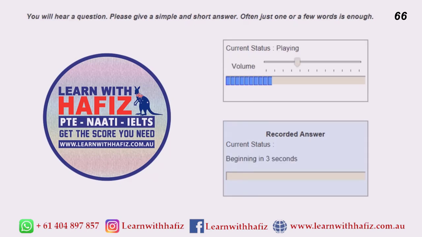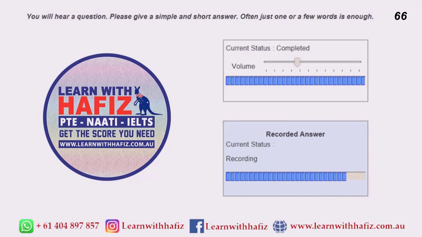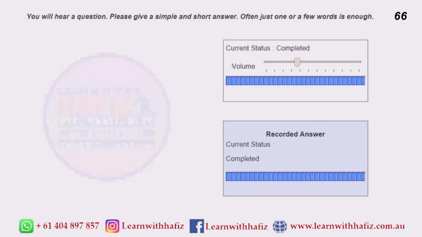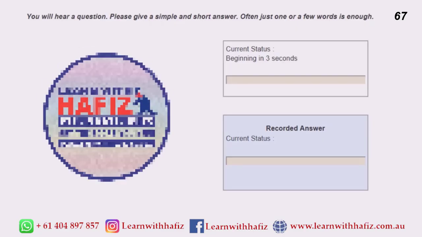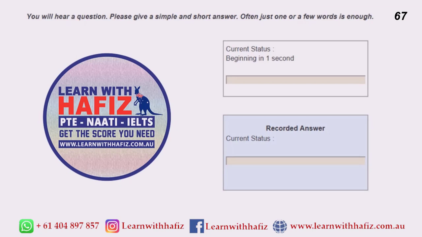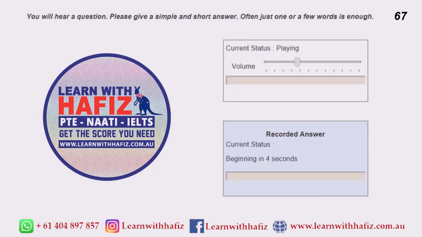What do we call a festival which is held every 4 years, gathering people together as a sporting event? Correct answer is. What is the red liquid that flows through a body?